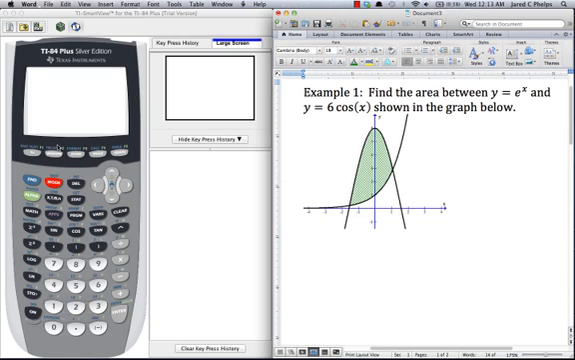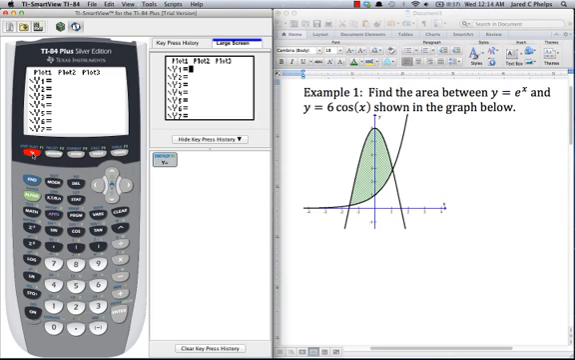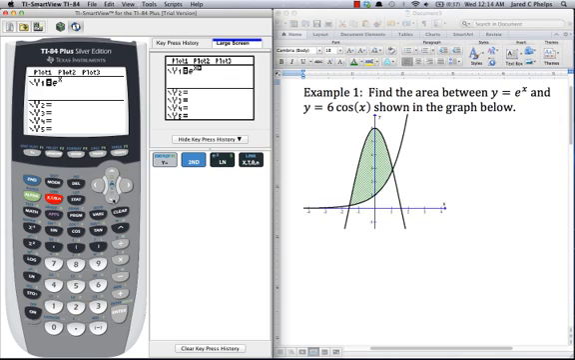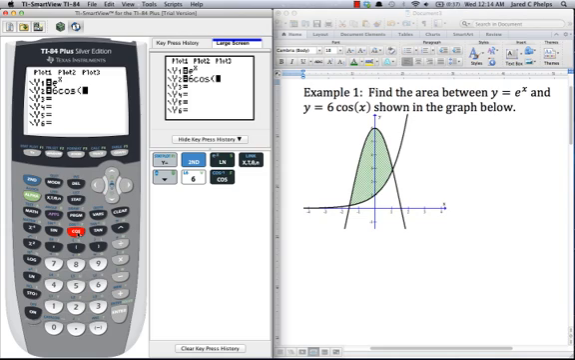So clearly the first step has got to be putting these functions into the calculator. As you guys should be well aware, you hit the y equals button. When you hit that, it brings up your y equals screen. We can now type in e to the x. So I'll go second, ln, which brings up e to the x. We type in our x. Down arrow lets us go to y2, and then we can put in 6 cosine x. Great, we've got these things in there.